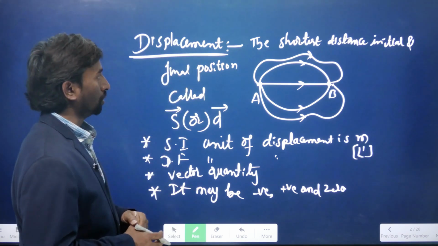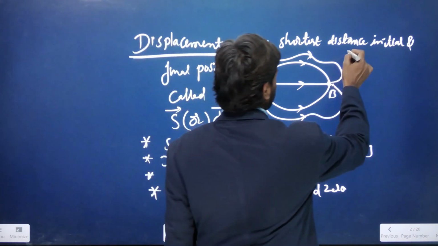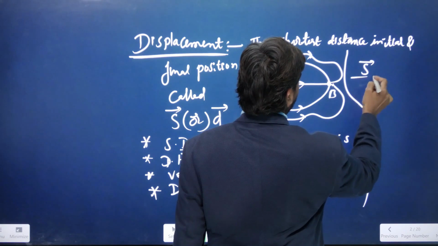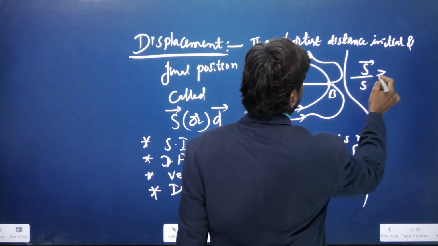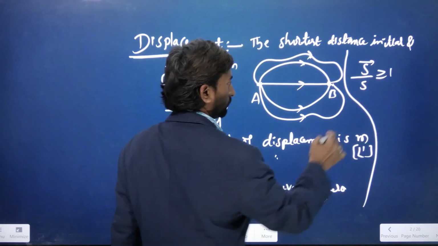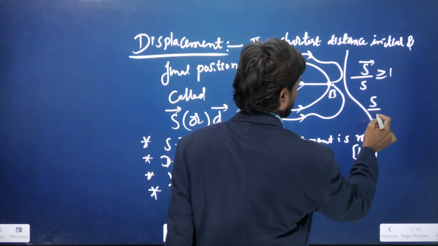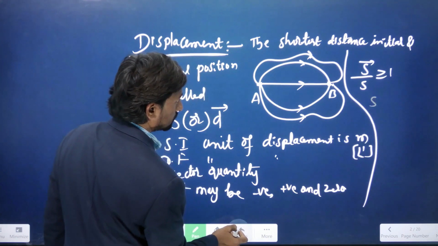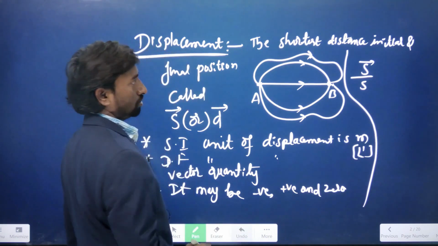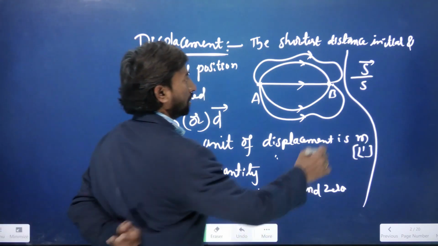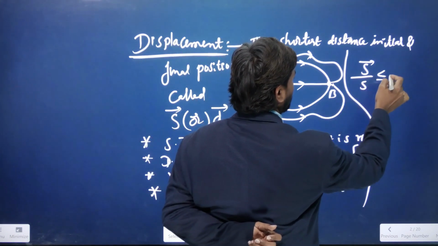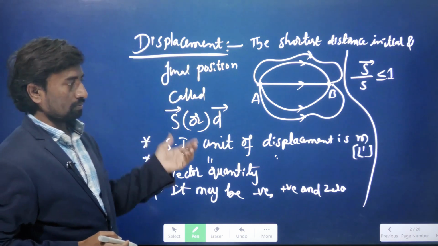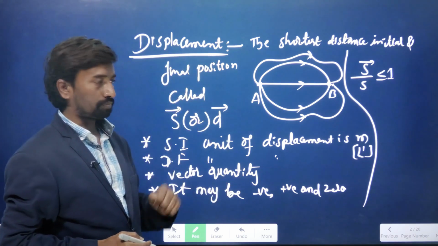If you take the ratio of displacement to the distance, it is always lesser than or equal to 1, because the displacement is lesser than the distance, no?